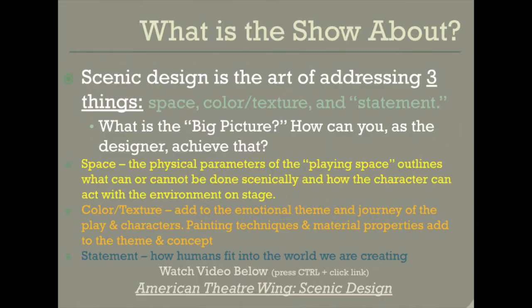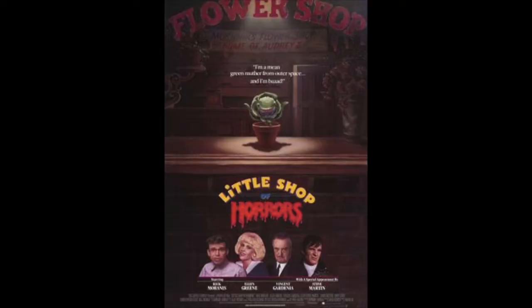Next, you got to think about color and texture. Add to the emotional theme and journey of the play and characters. Painting techniques and material properties add to the theme and the concept. We are doing Little Shop of Horrors next year, maybe. It keeps getting moved. So, for instance, that show, Little Shop, is originally supposed to be a 1950s kind of play. In our version, we're still sticking with 1950s, 1960s, but a little bit more the 60s.